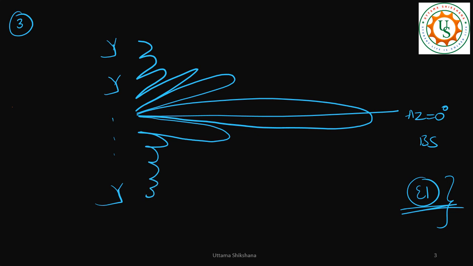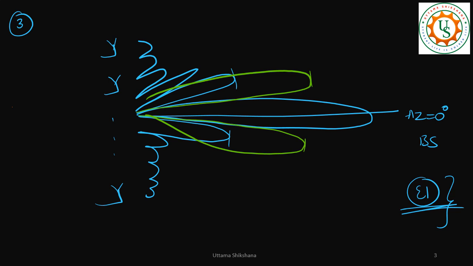So if you don't perform some kind of operation, then what you would see is that these side lobes are also very significant. In some cases, the side lobes can be pretty much something like this as well, in which case this might act as an interference.